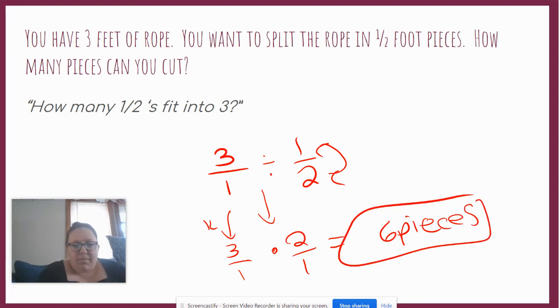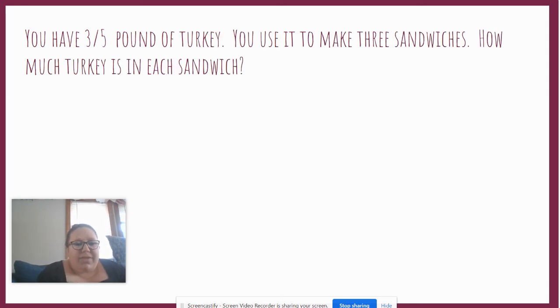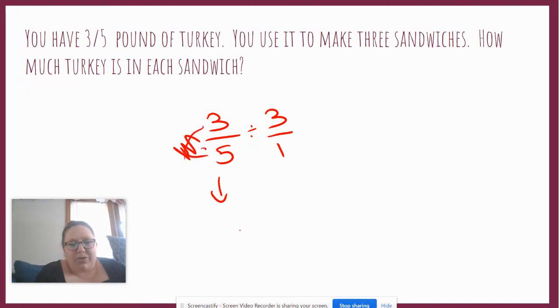All right, let's go on to the next. You have 3/5 of a pound of turkey. You use it to make 3 sandwiches. How much turkey is in each sandwich? Again, this is a situation where the whole number is not going to go first because that's not what we have. We don't have the 3 sandwiches in front of us. We have the turkey in front of us. We're splitting up the turkey into the sandwiches. So that's going to be 3/5 divided into 3 sandwiches. 3/5 stays the same. That's our keep.